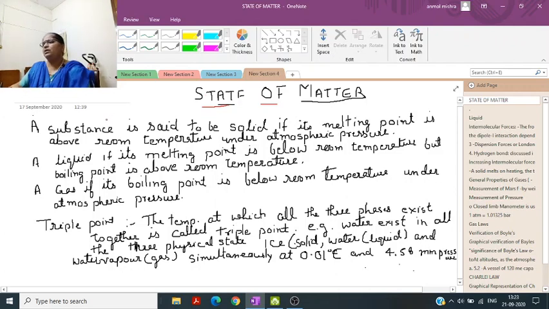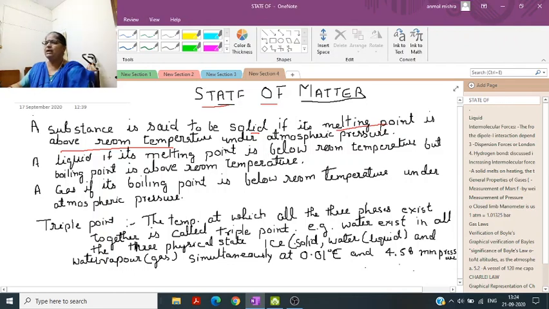Now, on the basis of class 11th, we can call them as: a substance is said to be solid if its melting point is above room temperature. Melting point is above room temperature, then it is called as solid.